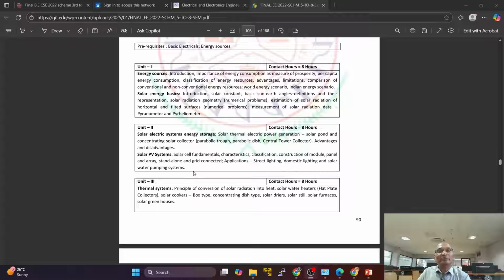Solar photovoltaic systems: we have one on our college rooftop, which generates around 450 kilowatts of power. Similarly, how solar PV systems are classified, their construction models, how an array and a panel are formed, and stand-alone and grid-connected systems. For applications, we can use solar PV systems for street lighting, as we can install a solar array and put a street light above that.